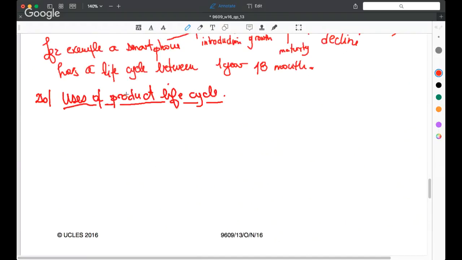Use of product life cycle is, first of all, the product life cycle concept assists with planning and marketing mix decisions. So product life cycle assists with marketing mix, okay, with planning.